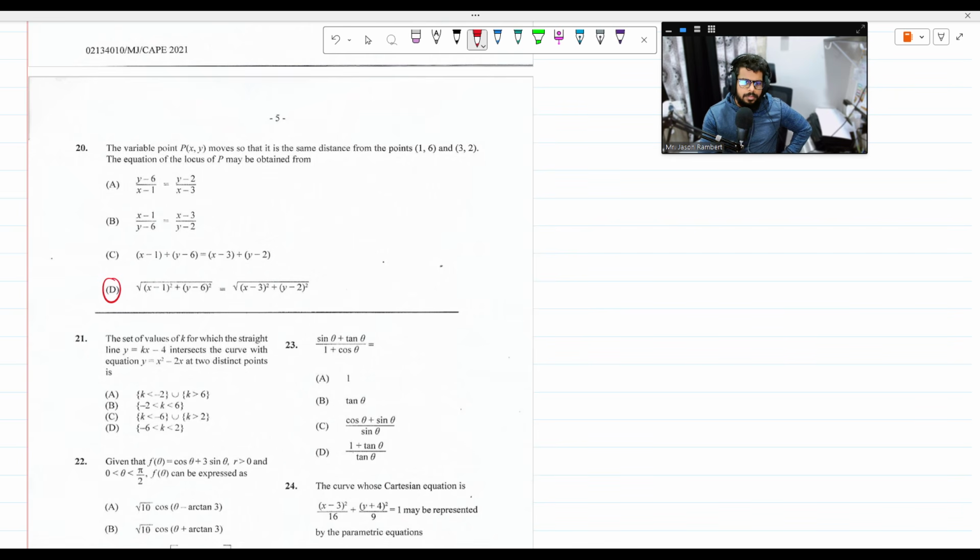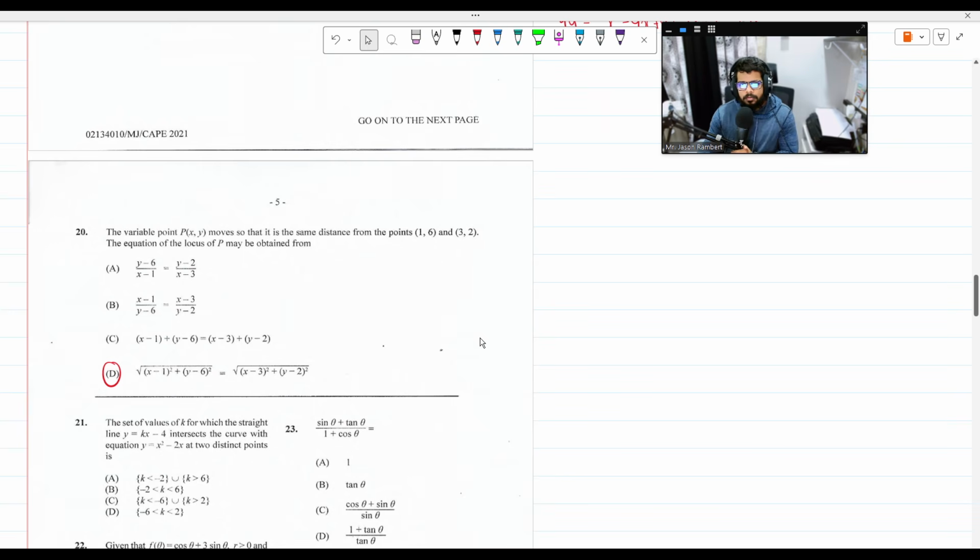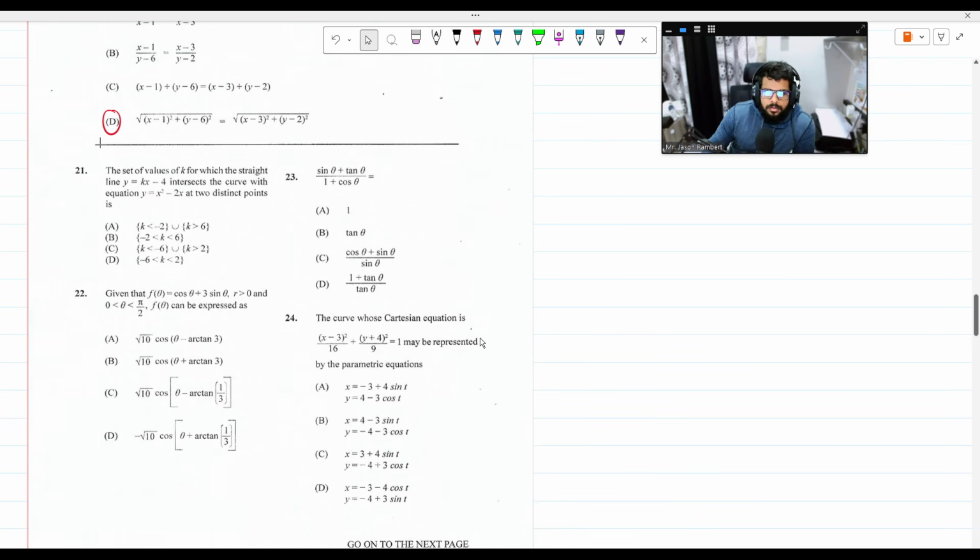Yeah, D is the answer. So x minus 1, y minus 6, and then x minus 3, y minus 2. Yep. Alright, this is also a repeat. It would have been minus 6 and positive 2 were the answers, so it's the disjoint sets of those two values.